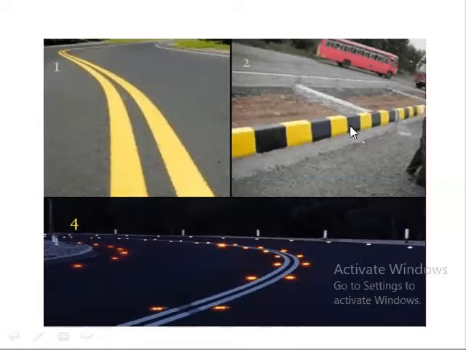These are known as curb marking. These are also known as pavement marking. Reflector unit marking and hazardous markings are done on the trees or on the bridges or on anything which is coming in between the road and which can cause accidents.